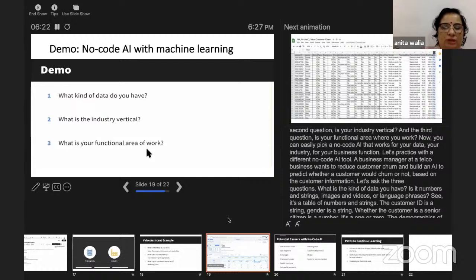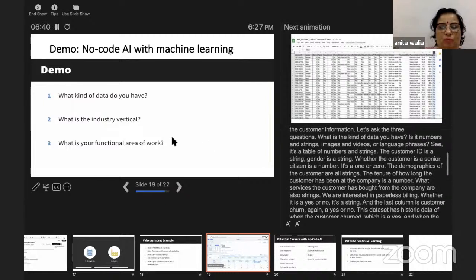The data from the customer's information, like how many times a customer might have called the call centers, complaints, has he called for complaint, has he called for anything, all the entire data I want about every customer. So what is the kind of data here I'm using? I'm going to use the numbers and strings. I will be using a table of numbers and strings.